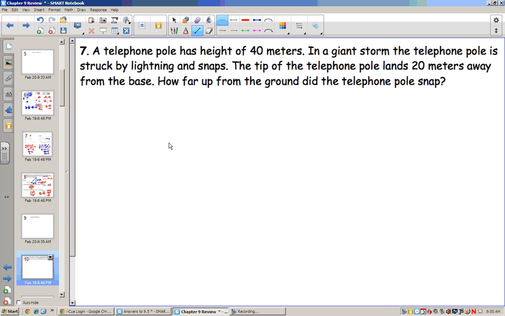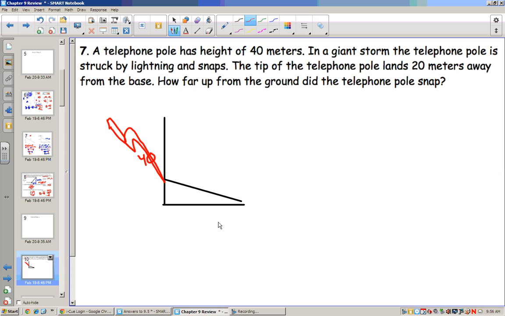The telephone pole has a height of 40 meters, and that's straight up. In a giant storm, the telephone pole is struck by lightning. There's my nice thunderbolt. And the tip of the pole ends up 20 meters away over here. So this distance is 20 meters. How far up from the ground did the pole break? So we want to find that distance.